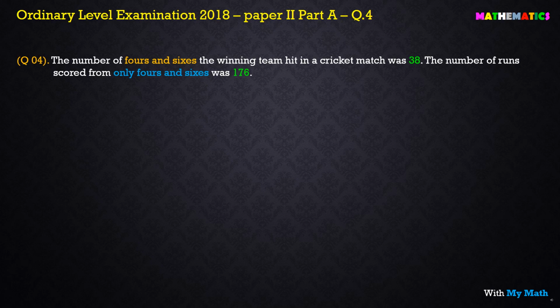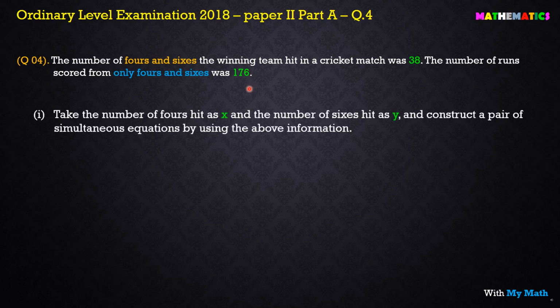Here the number of fours and sixes the winning team hit in a cricket match was 38. The number of runs scored from only fours and sixes was 176. This is the question and we have to carefully read it and make two equations. So here, first question: take the number of fours hit as x and the number of sixes hit as y, and construct a pair of simultaneous equations by using the above information.